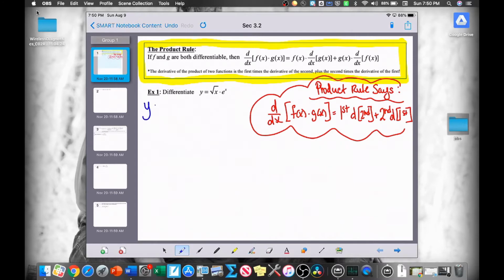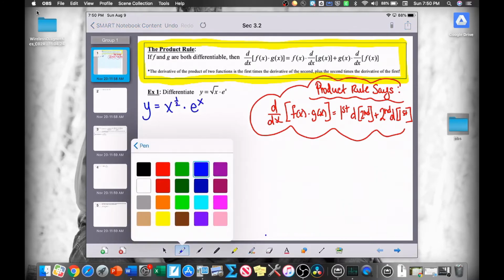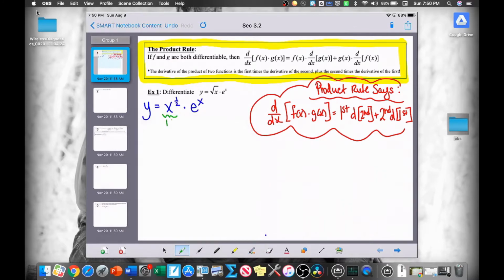So the first thing I'm going to do is rewrite my function as y equals x to the 1/2 power times e to the x. I just rewrote the square root of x as x to the 1/2. So x to the 1/2 here, this is what I would call my first, and e to the x is what I would call my second.